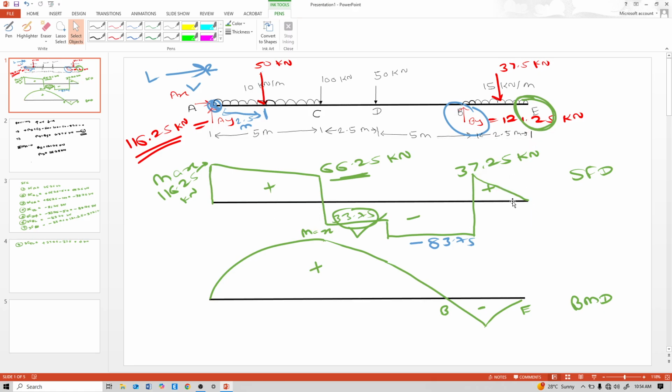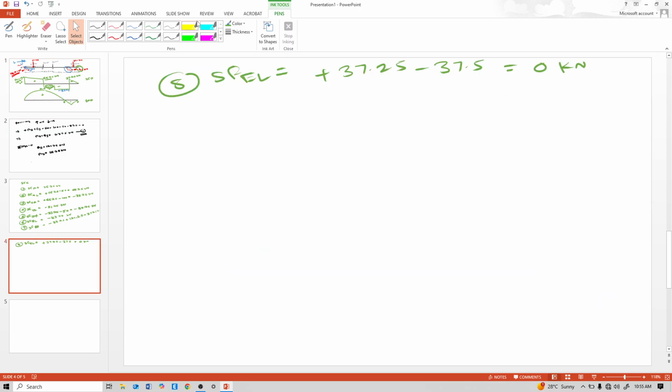So yes, 116.25, 66.25, 36, 33.75, 83.75, 37.5 and 0. Yes, now it is correct. We will see this in StatPro software also. So now the next step is to calculate bending moment values.